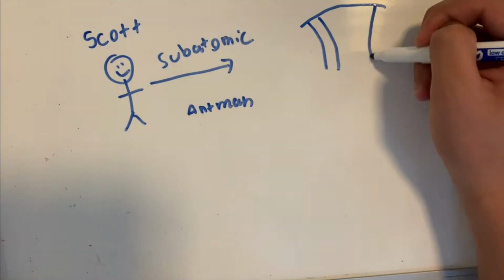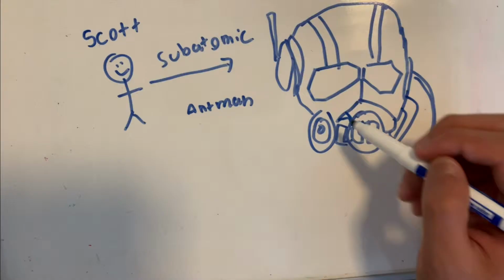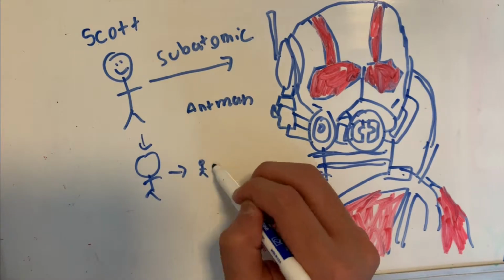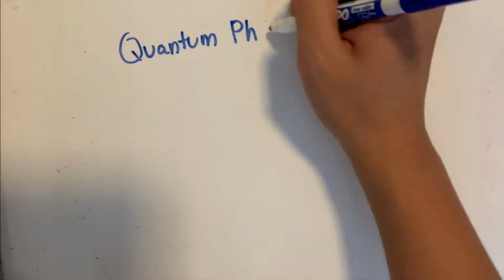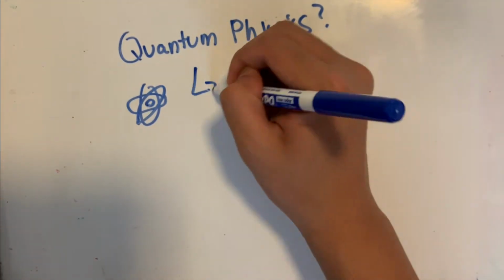But let's say Scott, a normal kid in pre-K, was actually Ant-Man and shrunk to the size of a subatomic particle. Then believe it or not, he could overcome this potential barrier imposed by the box and come out to the other side. This is called quantum tunneling. In order to understand how this works, we have to understand the basics of how the quantum world works.